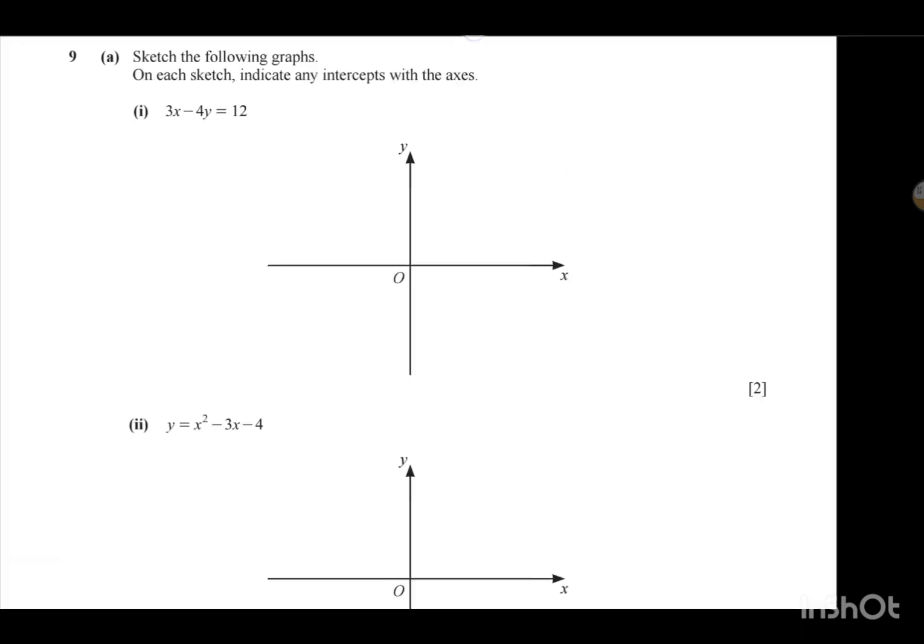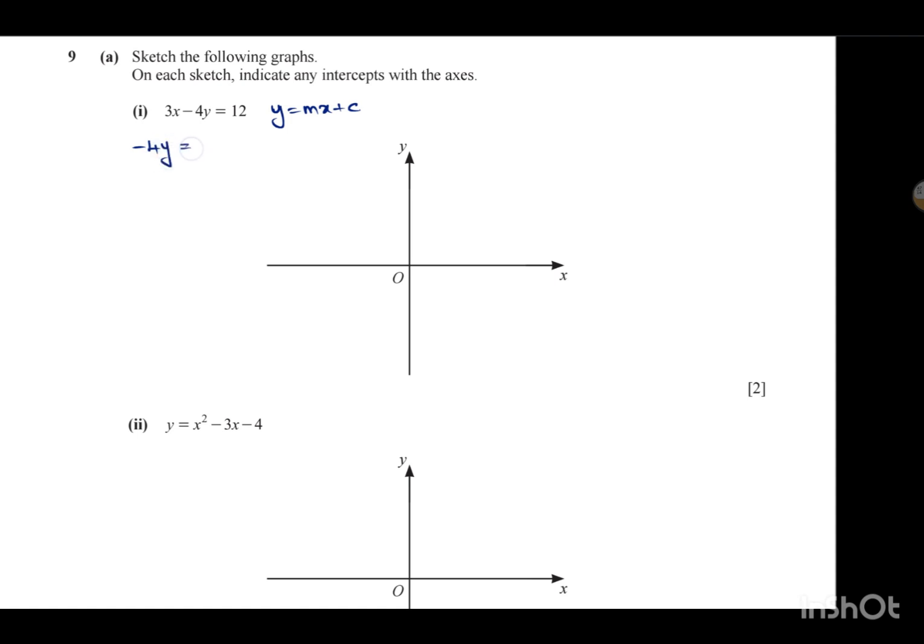Question number 9. Sketch the following graphs. On each sketch, indicate any intercepts with the axes. Question 1. 3x minus 4y is equal to 12. Now this is a linear equation with two variables. So write it in the form y is equal to mx plus c, where m is the gradient and c is the y-intercept.